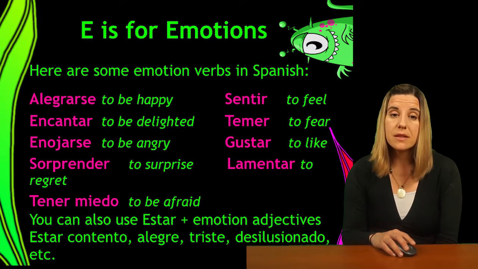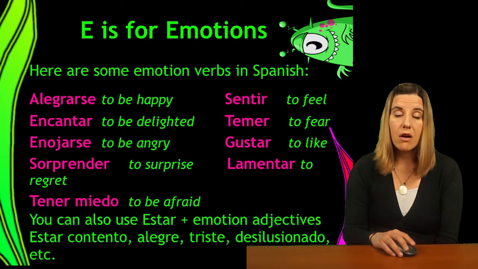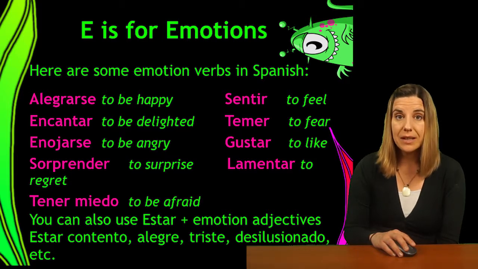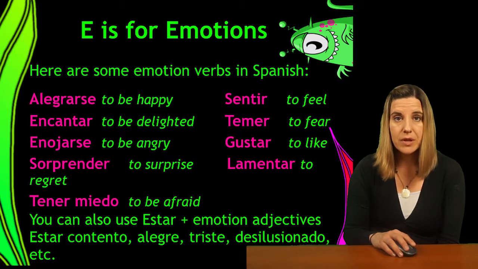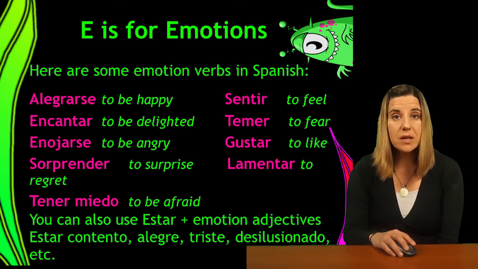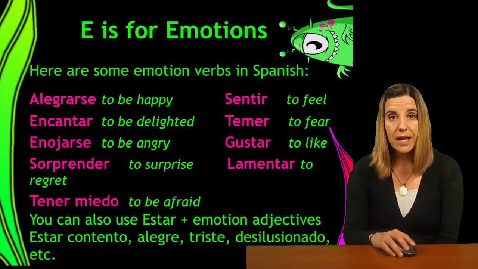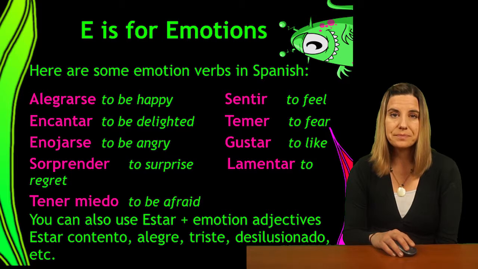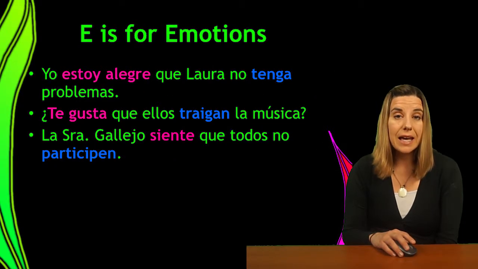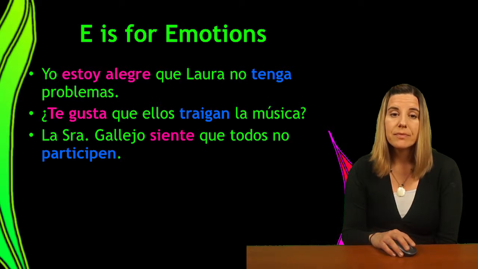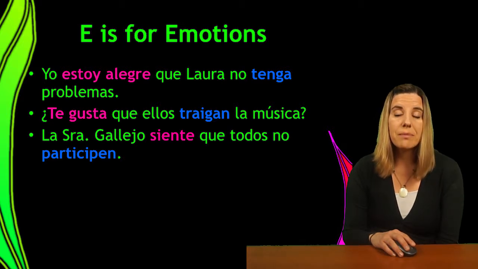E stands for emotions. Some of the verbs you might hear to express emotion are alegrarse, encantar, enojarse, sorprender, tener miedo, sentir, temer, gustar, lamentar. You might also use estar with an emotional adjective, such as estar contento, alegre, triste, desilusionado, etc. What's important is that this is expressing how somebody feels about something that somebody else does, which is going to, again, force that verb into the subjunctive mood. Yo estoy alegre que Laura no tenga problemas. ¿Te gusta que ellos traigan la música? La señora gallega siente que todos no participen.